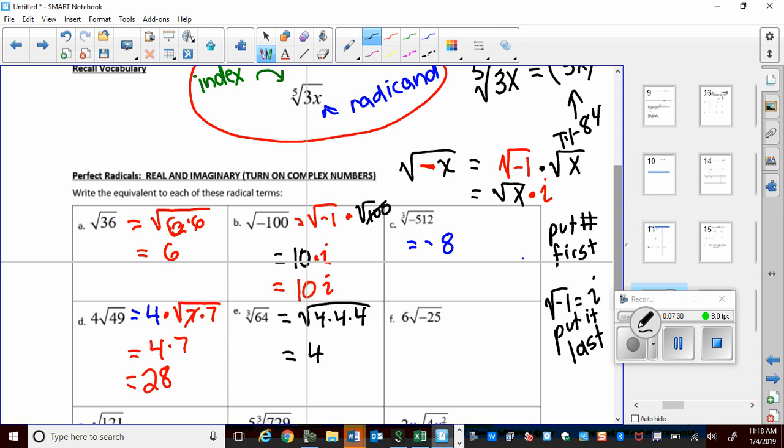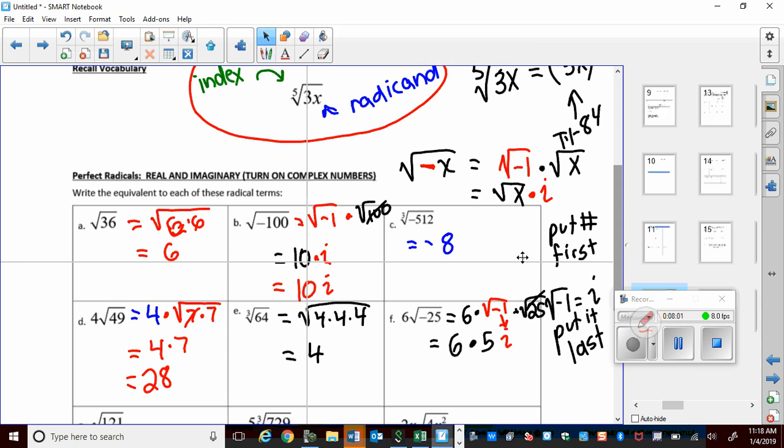For 6 times the square root of negative 25, the square root of the negative breaks apart. So I have negative 1 times the square root of 25. I'm going to skip a little step here. This equals 6 times, the square root of 25 becomes 5, and the square root of negative 1 becomes i. I simplify by saying 6 times 5, or 30i.